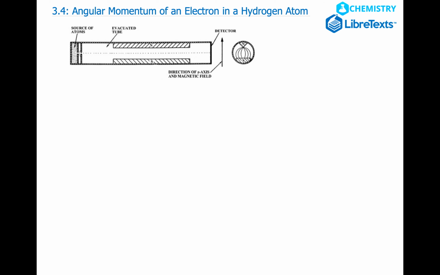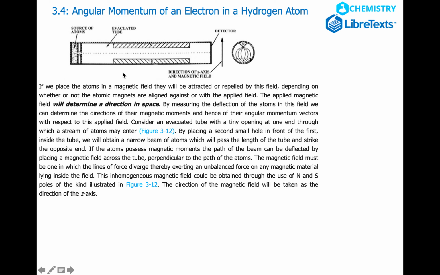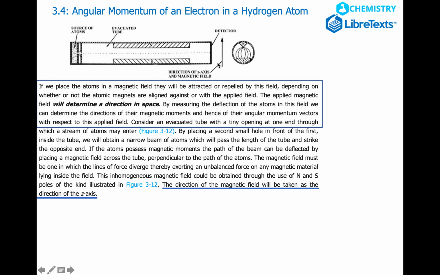This would be a setup describing the particular experiment. Once again, we'll have a source of our particular atoms, send it through an evacuated chamber. Here's our magnetic field, north and south, detector on this side. Once again, the plan, the reason that we're placing it in a magnetic field, that's going to give us a direction in space. That gives us a z-axis that we can then make comparisons with. So this box is describing the rationale. The second portion right here is describing the experiment.